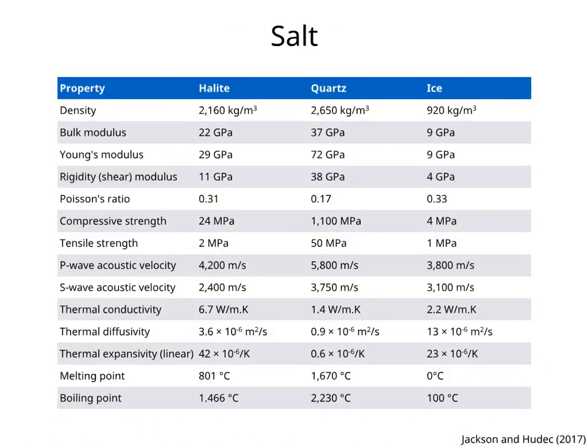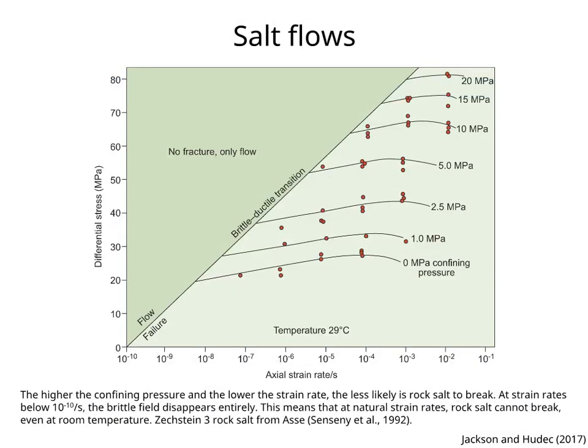Rock salt is a very special material. Salt has lower density and strength than other rocks. This figure shows the differential stress required to fail salt as function of strain rate, and at room temperature. 2 fields are identified. In the light green field, salt fails brittly. In the dark green field, salt flows without fracturing. The line separating these 2 fields is the brittle-ductile transition.